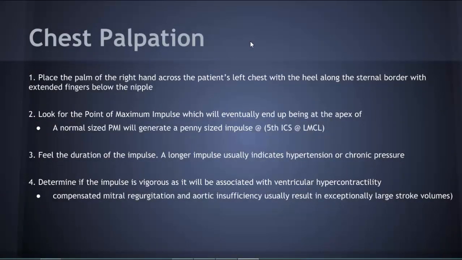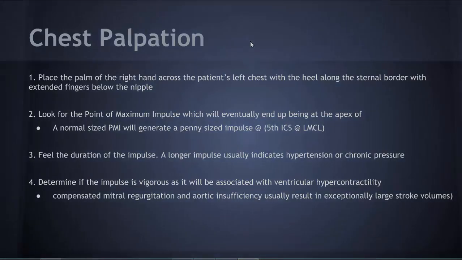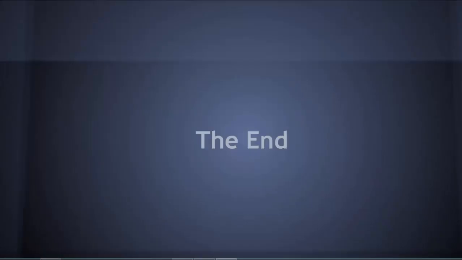You should check and see the duration and vigorousness of the impulse, as a more vigorous impulse could indicate ventricular hypercontractibility, and a long duration compensated mitral regurgitation or aortic insufficiency. And with that concludes the assessment of the heart.